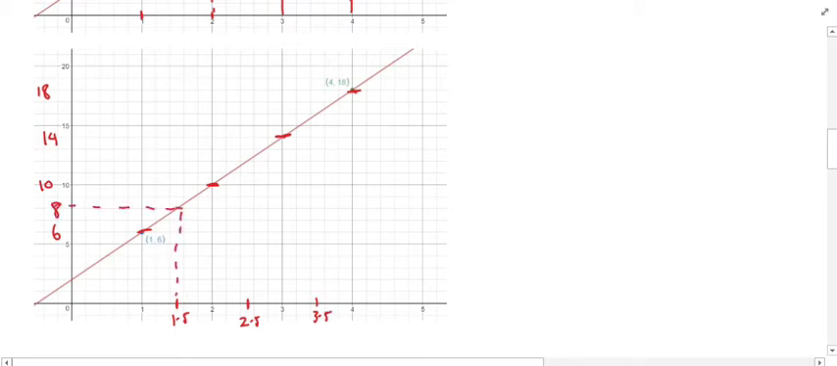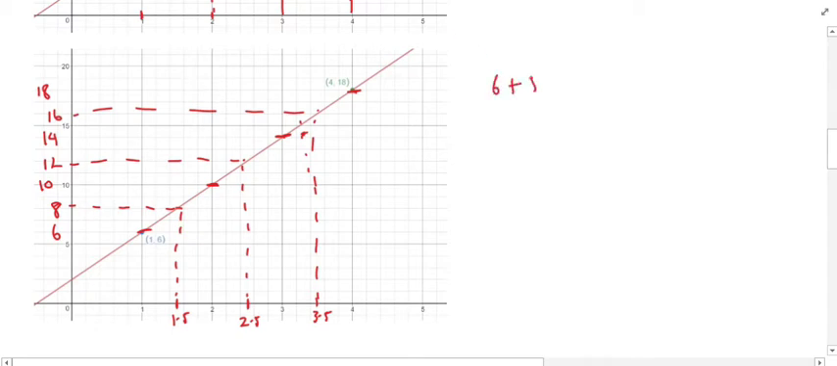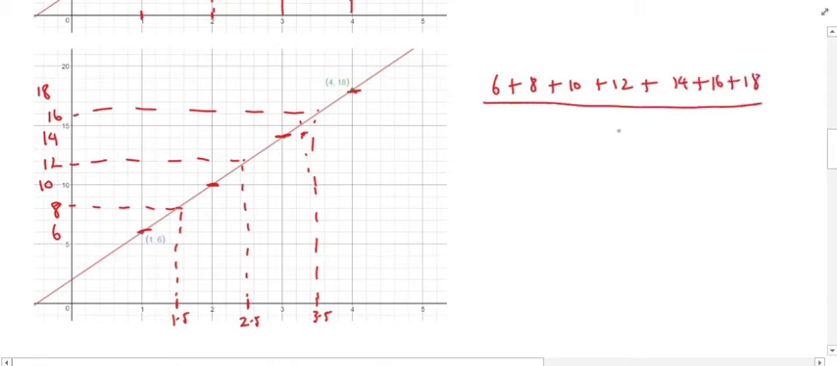And this would end up being 8. And this would be 12. And this one would be 16. And I could average those out. I could add them all together. And I could divide by 7. And actually what I would also get, again, is 12.